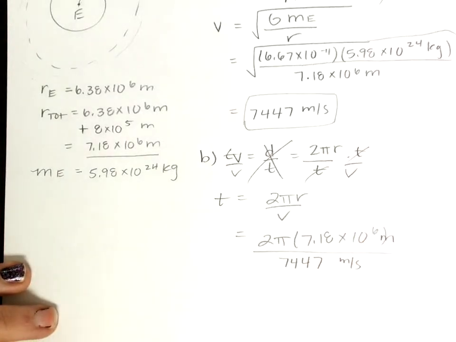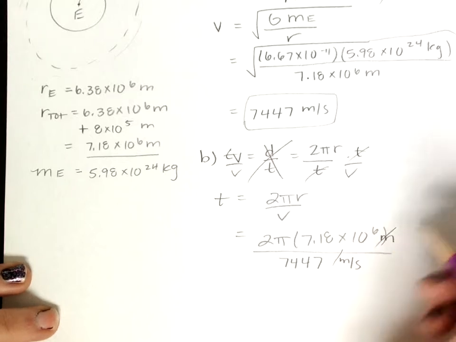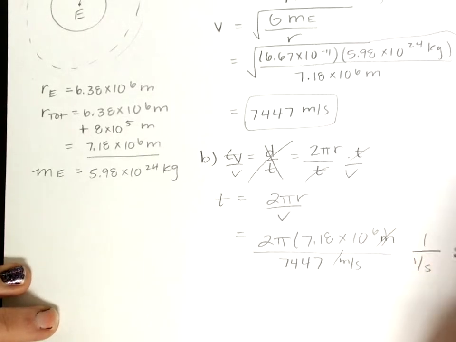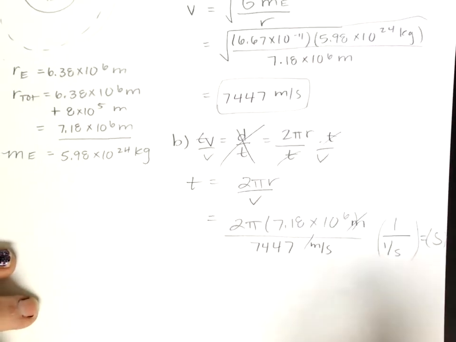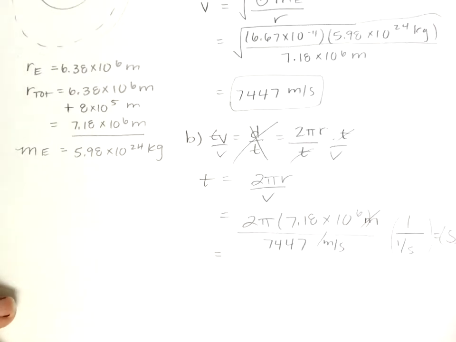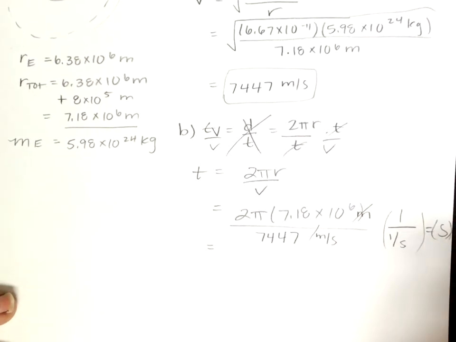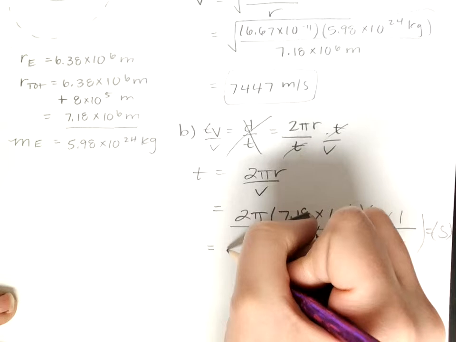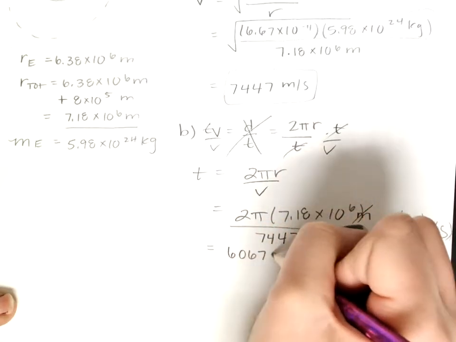Let's just check our units really quick. That was meters per second. We're left with 1 divided by 1 over seconds, which is seconds. So go ahead and plug this into your calculator. You should get 6,067 seconds.